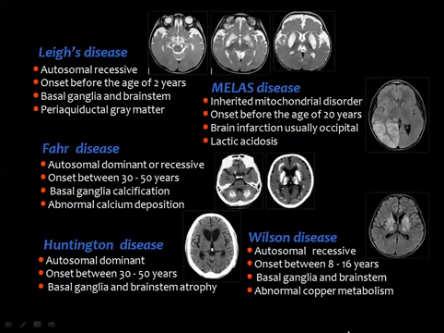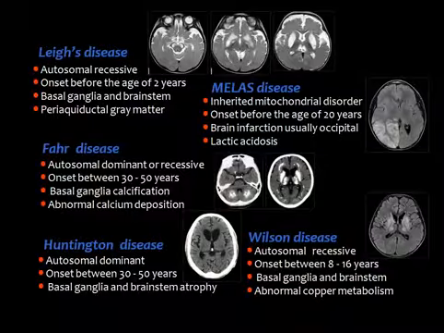Then to sum up, the five previously mentioned diseases, starting with Leigh's disease, and this is an autosomal recessive disease, then the onset of the symptoms will appear before the age of 2 years, although there is a juvenile and even an adult form. The main brunt of the lesions in MRI will be on the basal ganglia and the brainstem, with particular affection of the periaqueductal gray matter, which needs to be differentiated from Wernicke's encephalopathy.